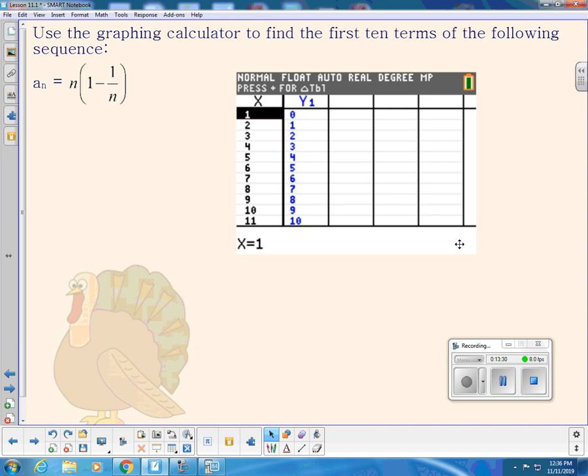They seem a little bit easier than what the formula looks like. Doesn't the formula look complicated? If I distributed this n, wouldn't that just be n minus 1?